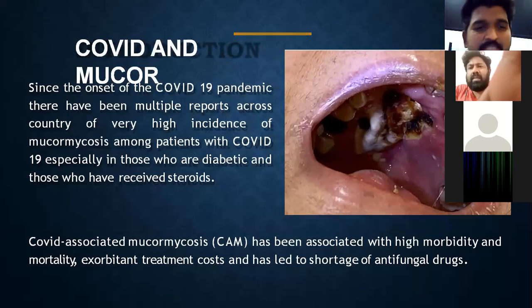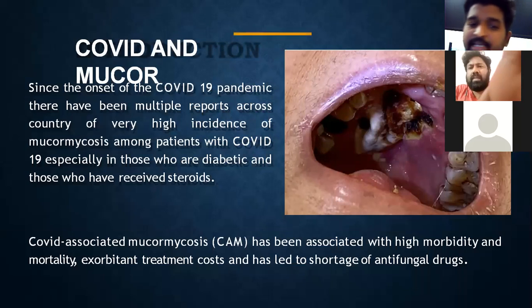So coming to the present scenario, what is the importance of this discussion here? What is COVID and mucor? Why is this so important nowadays? Since the onset of the COVID-19 pandemic, there have been multiple reports across the country of a high incidence of mucormycosis among patients with COVID-19, especially those who are diabetic and those who are receiving steroids. I was focusing on this from the first days of the COVID pandemic, but it was not well known at the time. But nowadays, in the media and everywhere, they are discussing this issue. Moreover, we are seeing more cases. We started seeing more cases of mucor associated with the post-COVID scenario.